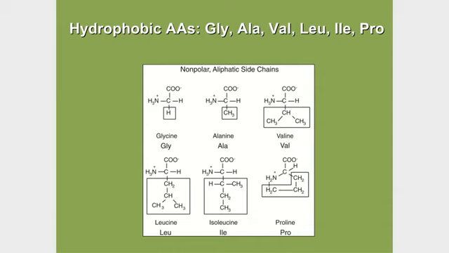Now all 6 of these amino acids, including all 20 amino acids, have that alpha carboxyl group attached to the alpha carbon, and the alpha amino group also is attached to the alpha carbon. And where these amino acids differ is the side chain, the R group.